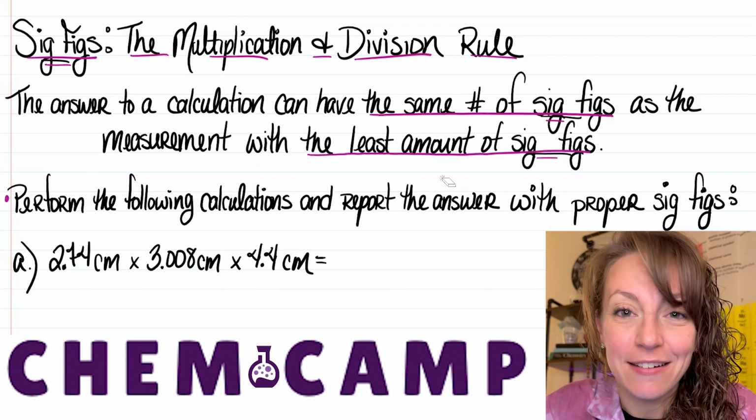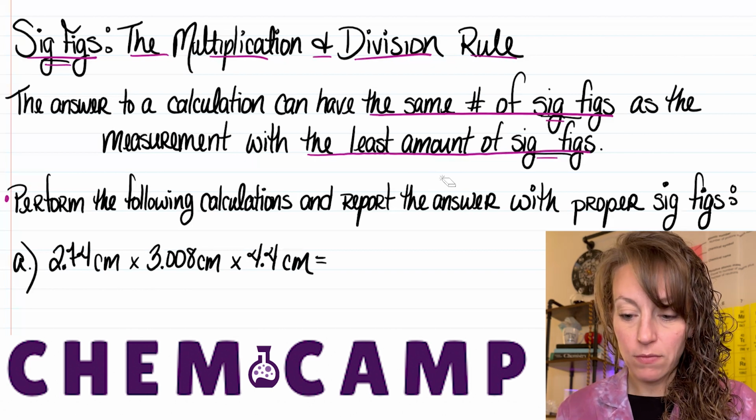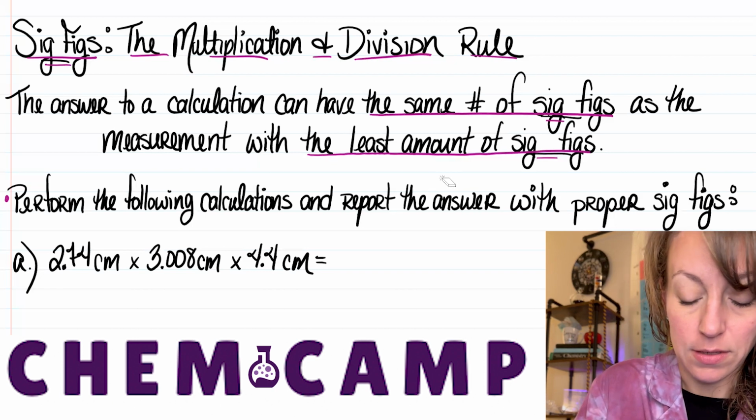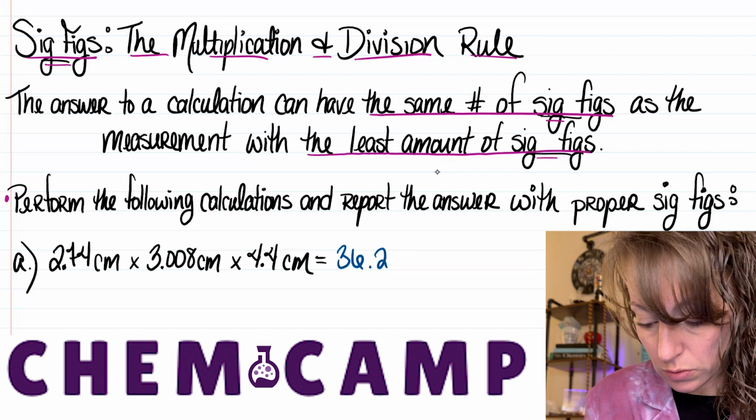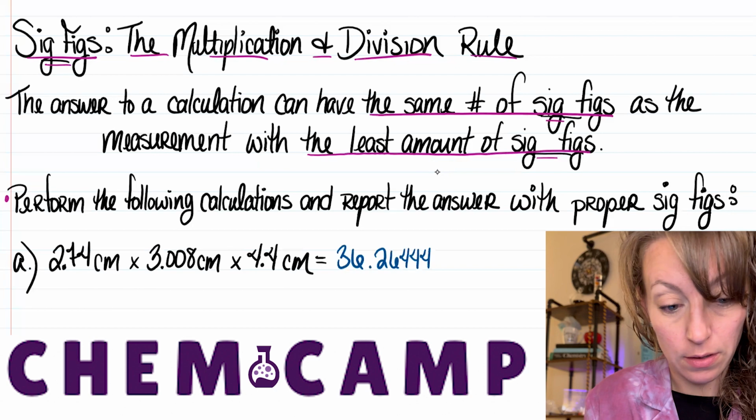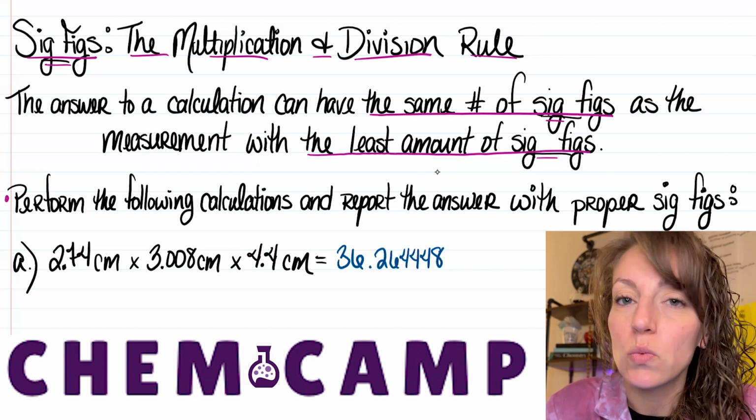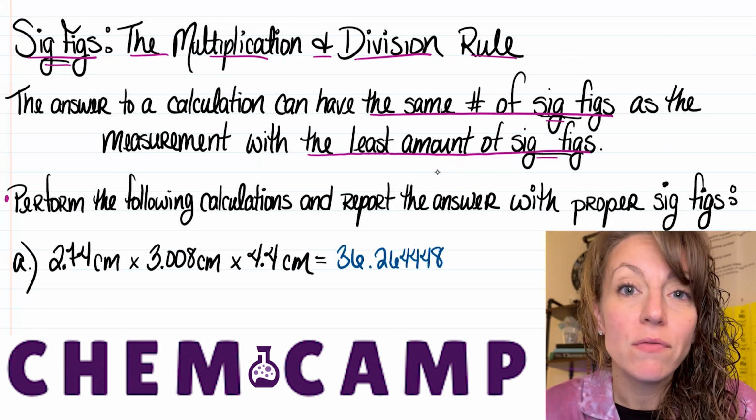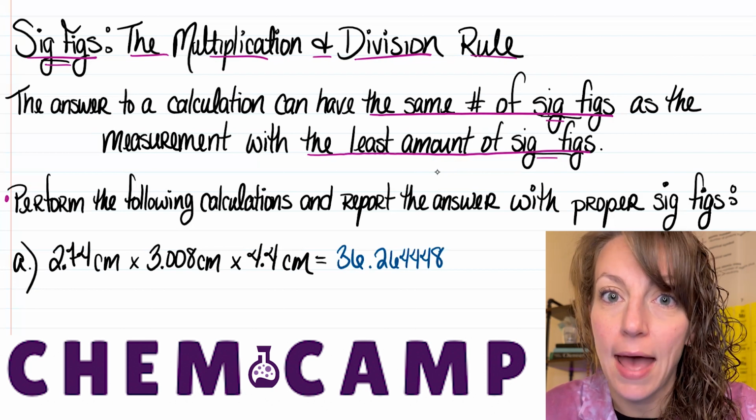Let's apply this rule to letter A. In letter A, the calculation they give us is 2.74 times 3.008 times 4.4. And the answer the calculator gives us is 36.2644448. Now, since this calculation involves measurements, we cannot keep all those numbers in that answer. So what we have to do is analyze each measurement to determine how many sig figs each one has.